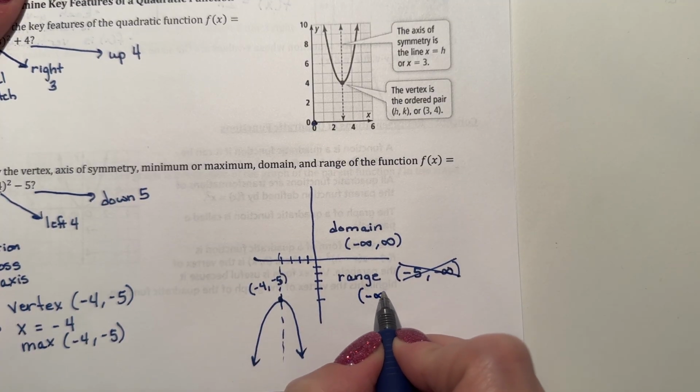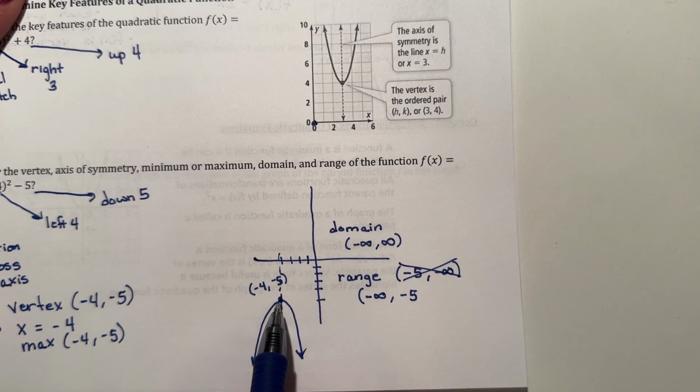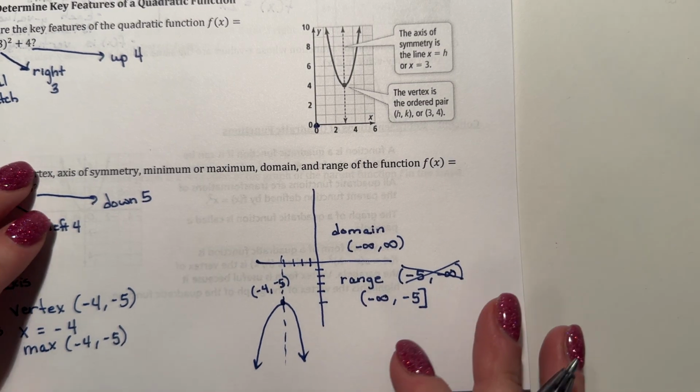You have to do -infinity to -5. Now, are we actually equal to -5? Absolutely, so we're going to put a bracket. And that's what range looks like.